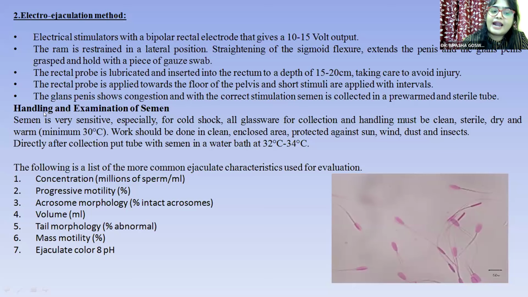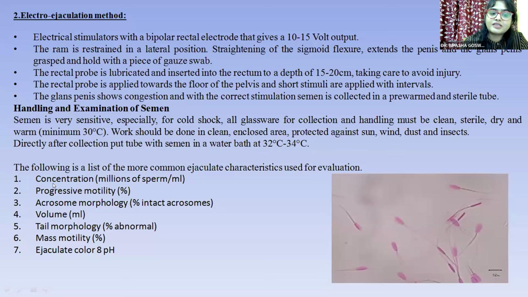Now we have to handle and examine the semen. After collection, semen is very sensitive, especially to cold shock. All the glassware with which we collect or store the semen must be clean, sterile, and dry, at a minimum temperature of 30 degrees centigrade. Work should be done in a clean and enclosed area, protected against sun, wind, dust and insects. Directly after collection, put the semen tube in a water bath of 32 to 34 degrees centigrade.